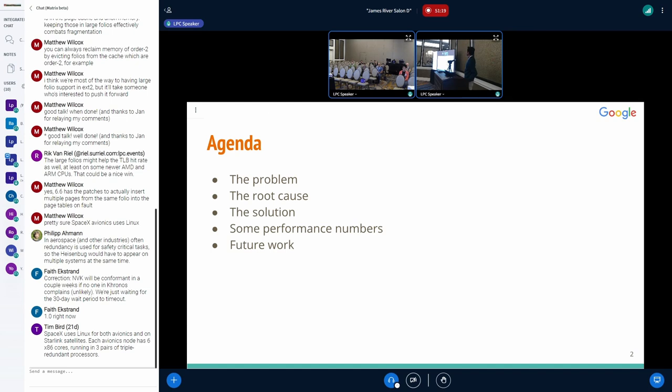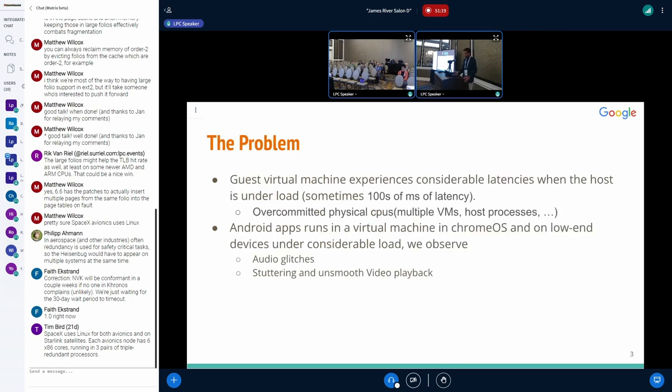The agenda for the day would be, I'll explain the problem, then the root cause of why it happens and the solution that we came up with, and some performance numbers and some future work that we are planning to do. So the problem. On a loaded system, we were experiencing latencies on the VMs. That's the basic problem. And by a loaded system, the host has a lot of things to run, especially on Chrome OS. It's a busy system on a low-end device.